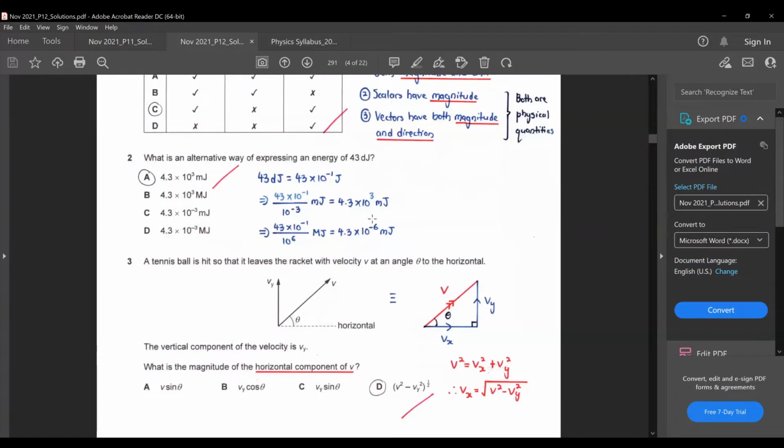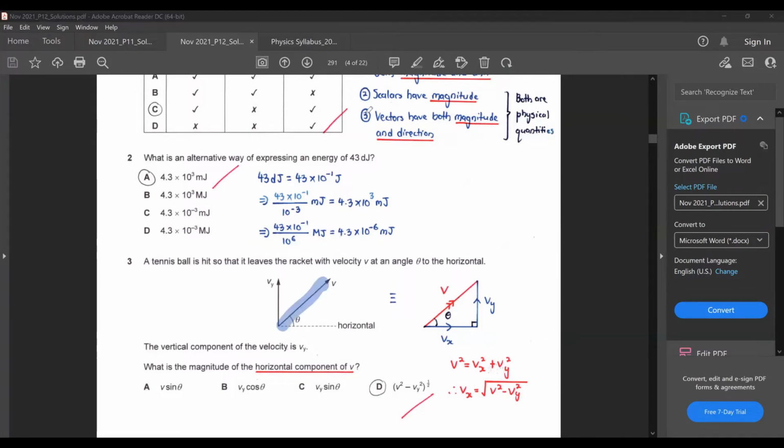Sorry, they want the horizontal component of v, which is actually this one. Now this one, if you are used to doing resolution of vectors, this one vy you will say is v sine theta. Then this one vx will be v cos theta.